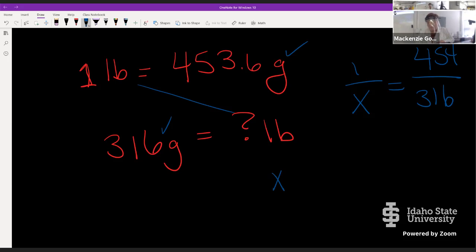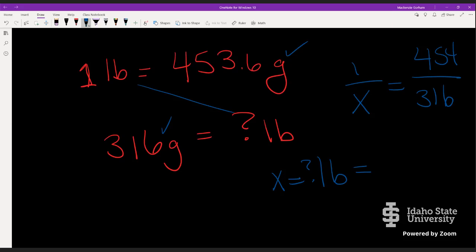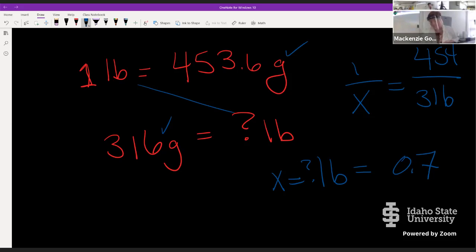And x is going to equal our unknown pounds, which will be, you want me to solve for it? How many pounds? I got 0.7. Yep, and that's pounds. I did it a little different way, a lazier way. 316 divided by 453.6 gives you 70% basically. So you're at 70% of a pound.